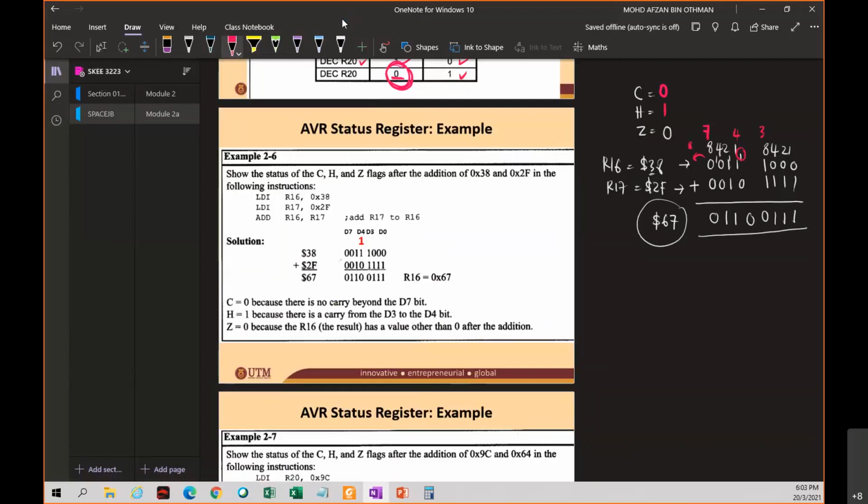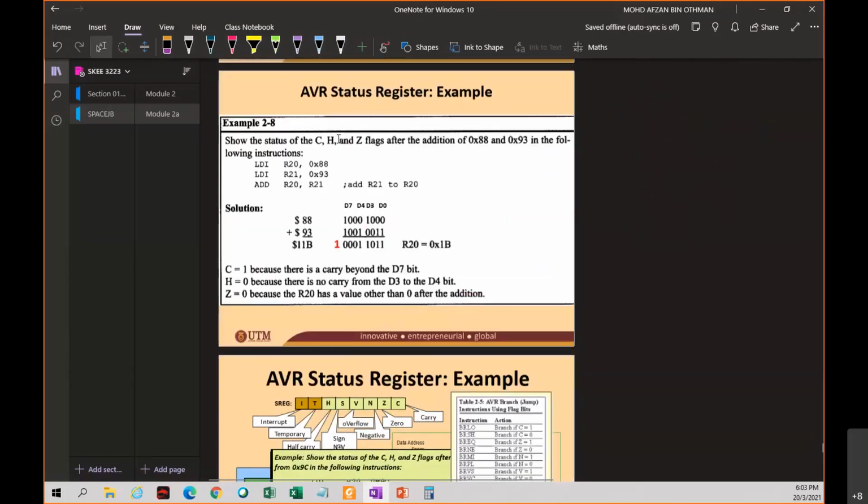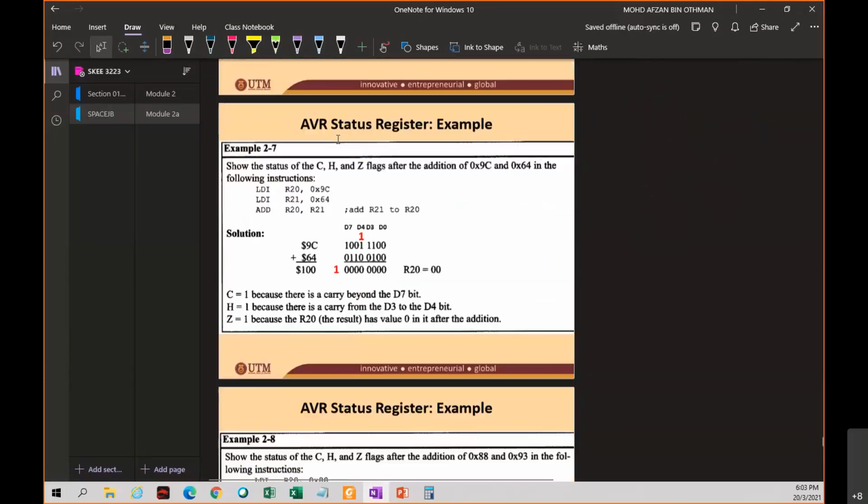Okay, so this is jawapan lah. C sama dengan kosong, H sama dengan 1, Z sama dengan kosong. Any question? Ada soalan tak? Okay, if no question, then we go to another example. Kita ada berapa lagi example? Okay, ada 2 lagi example kat sini.